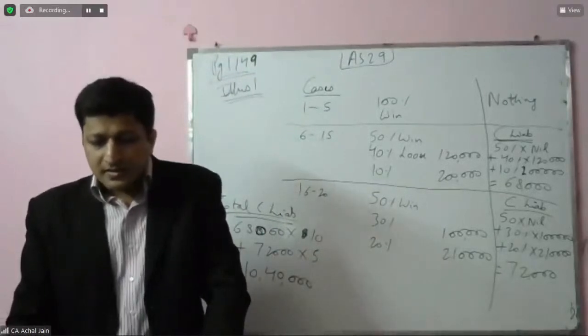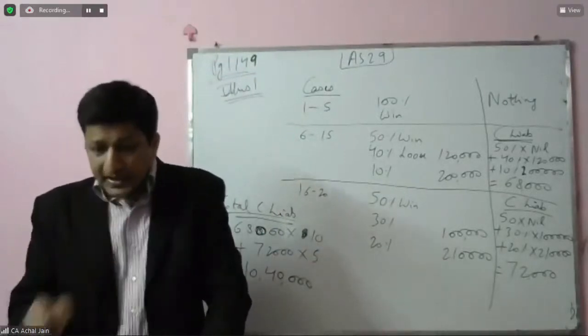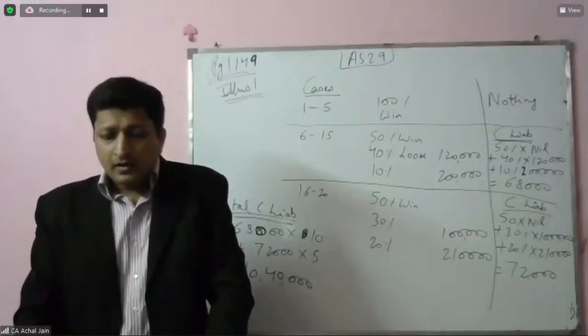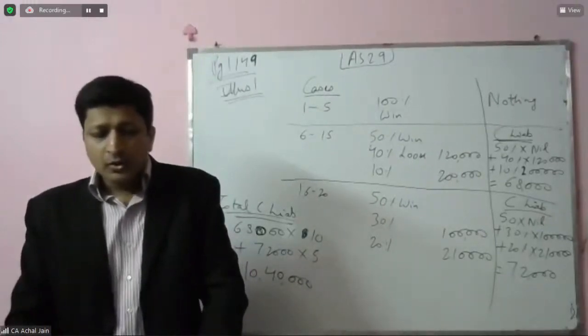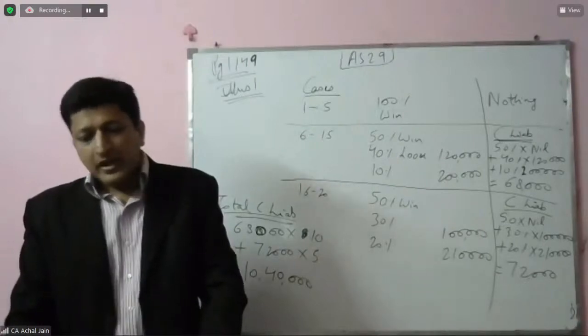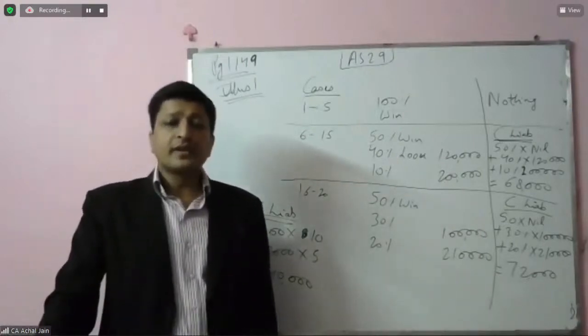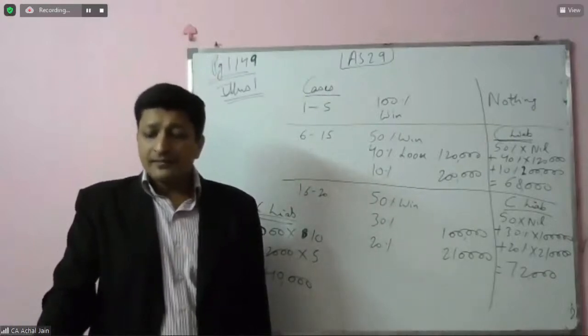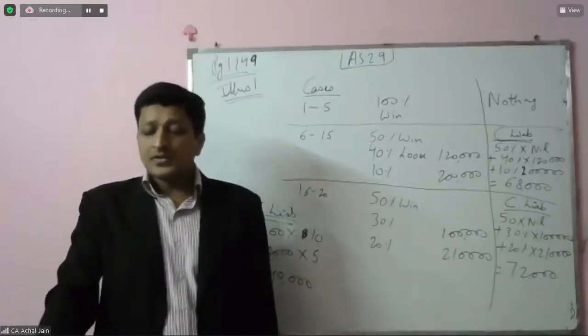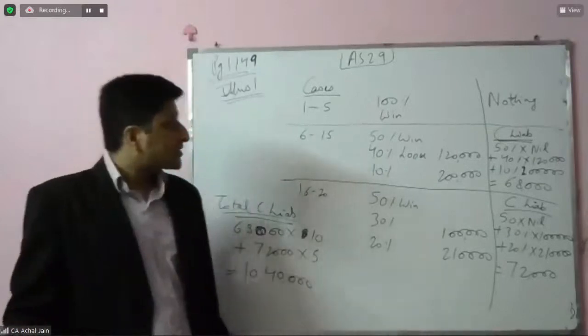Anushka is saying, sir, in case one, it is remote. That's why not recognized. Okay, I think Anushka has given the response. Very good. Ramakrishna is saying, why do we consider contingent liability less than 30%, less than 20% win chances?